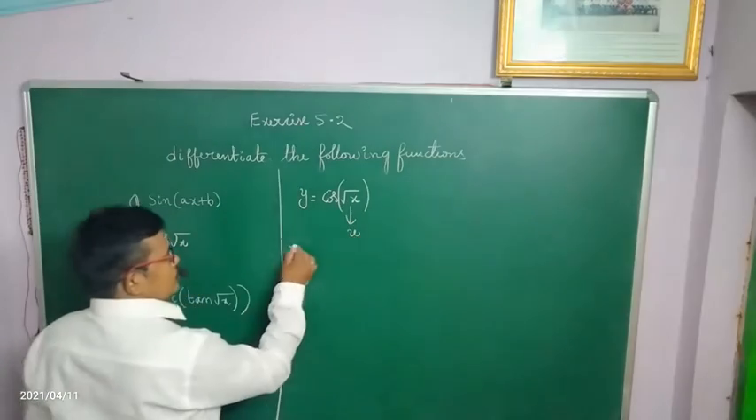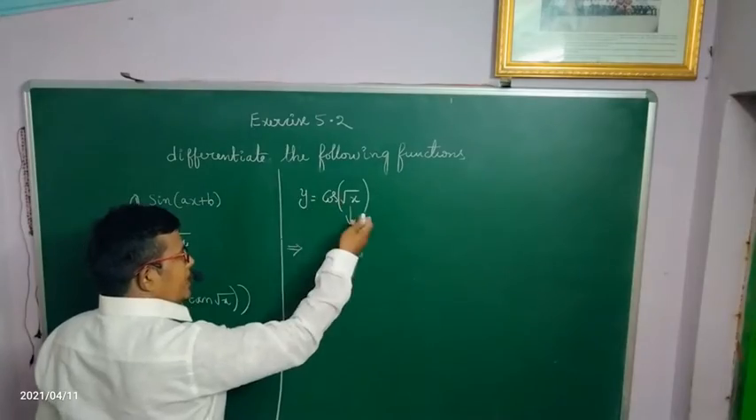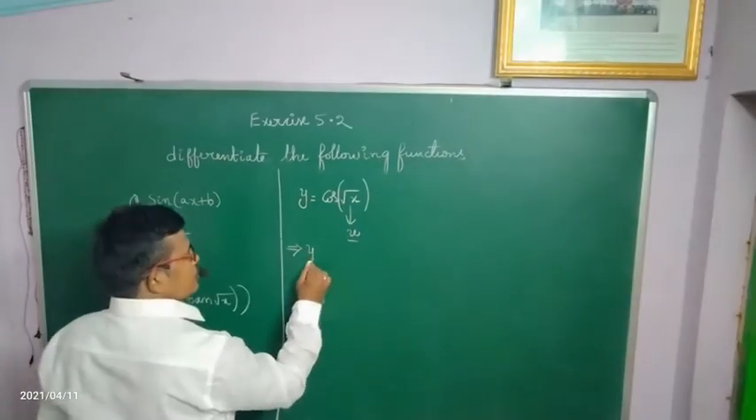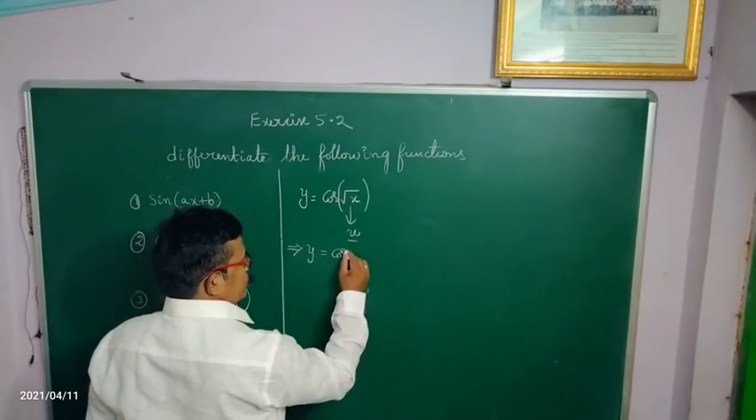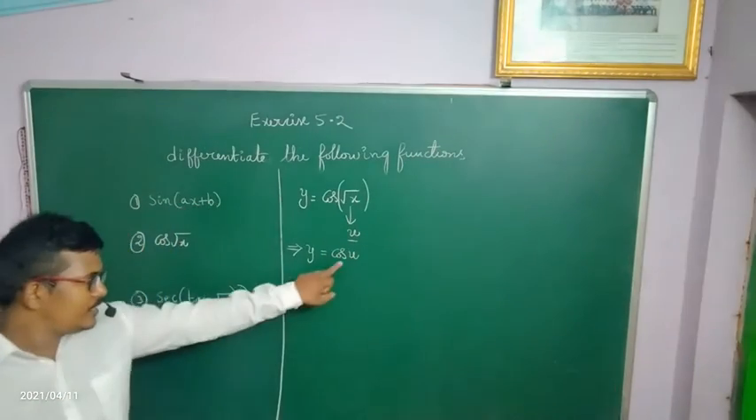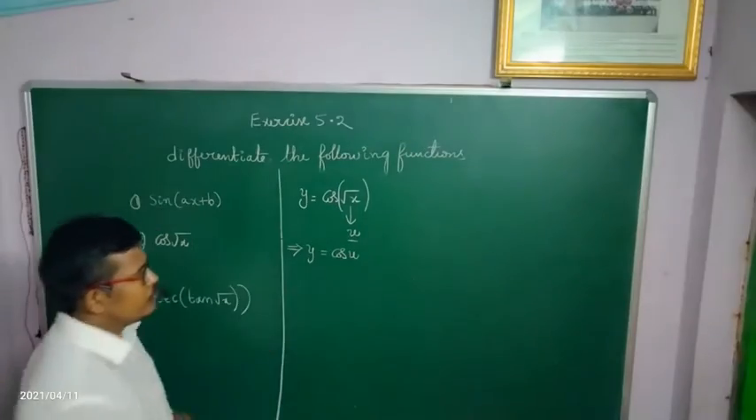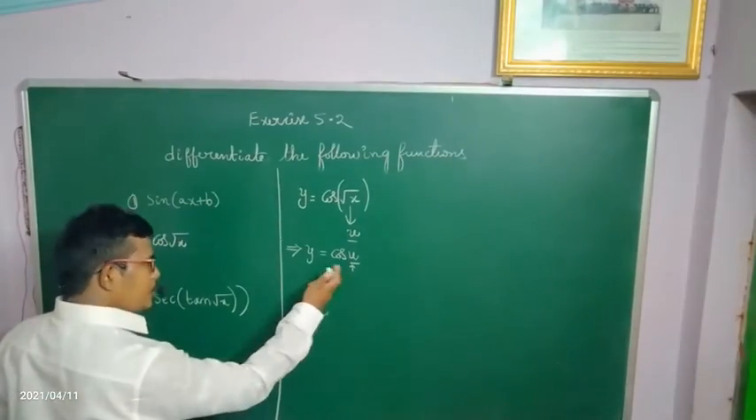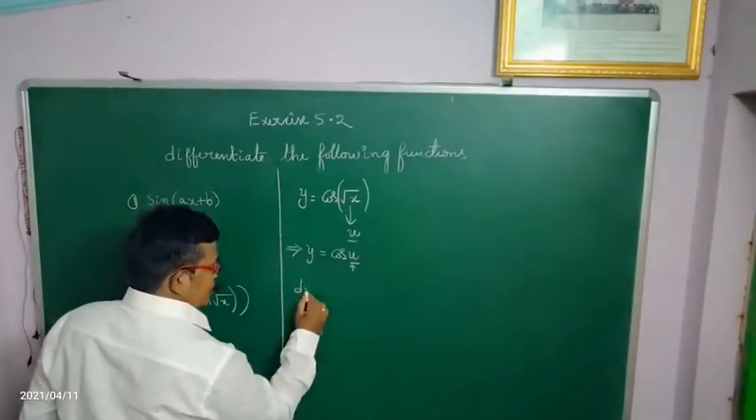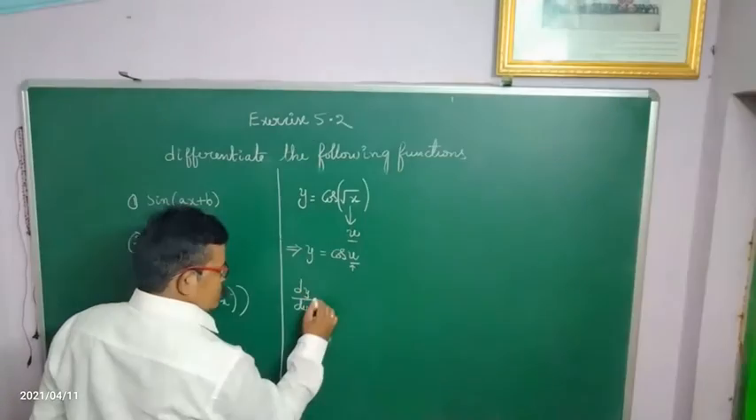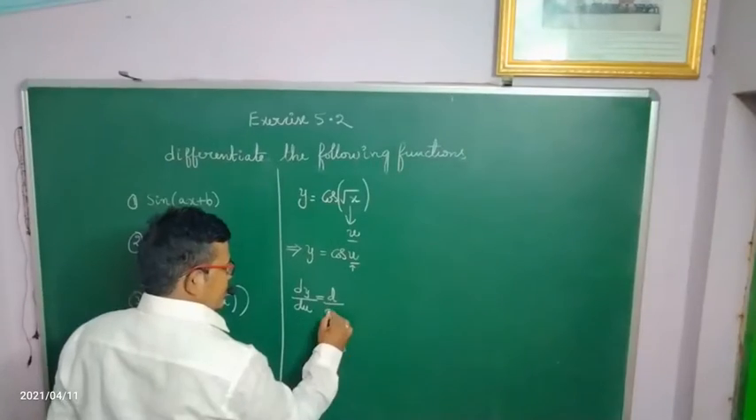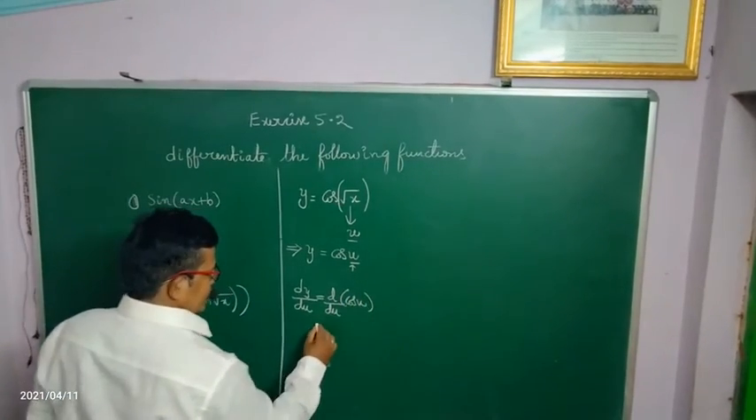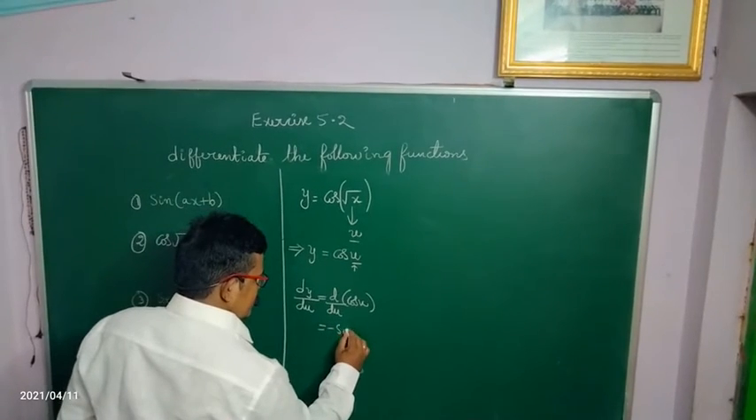So when you make this inside function as u, then y becomes cos u. Now since this is a function in u, differentiate with respect to u. So dy by du equal to d by du of cos u, that is minus sin u.